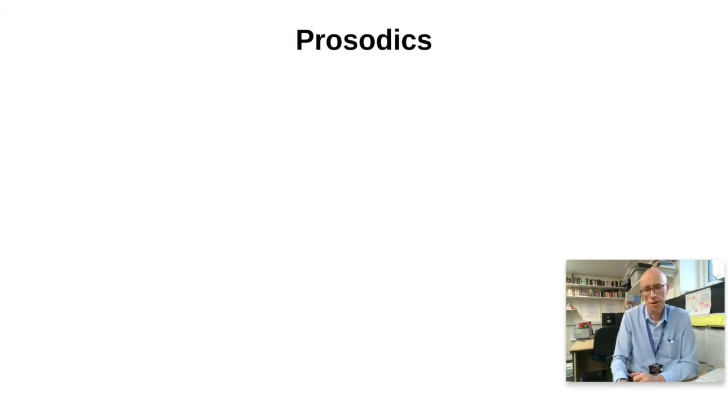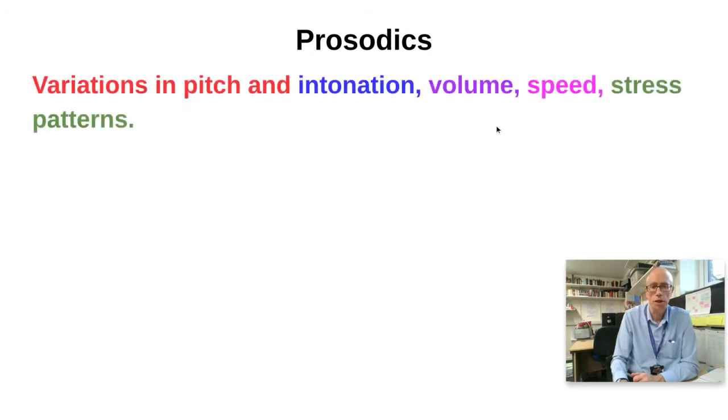Next thing, prosodics. Now, prosodics are really, really important elements of phonology. Prosodics means variations in the kind of musical nature of your speech. So we're talking about variations in pitch, whether it's high or whether it's low, intonation and stress, which particular syllables or words you're stressing, volume, whether it's loud or soft, speed, whether it's quickly or slowly, etc.